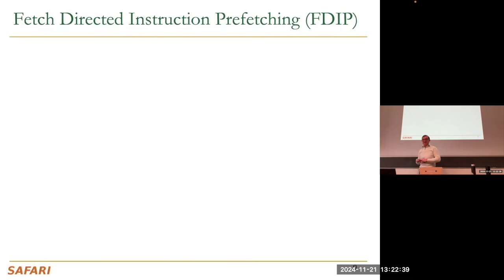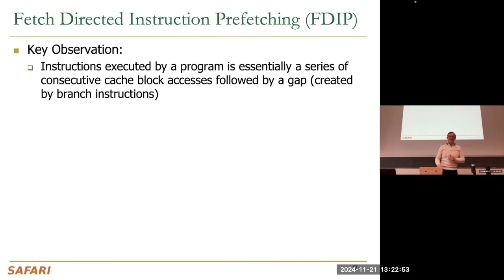But I'm going to talk about one thing that has been employed in many processors, which is fetch-directed instruction prefetching. At the instruction level, whenever you're in the front end of the machine, you have a lot of information about what you can do. And fetch-directed instruction prefetching essentially exploits that information. The key observation is that whenever you execute instructions, you essentially have a series of consecutive cache block accesses because it's all sequential cache blocks. But then there's a gap sometimes, meaning you jump somewhere else in the program due to control flow. If you can somehow identify and predict those gaps, you can prefetch things early.